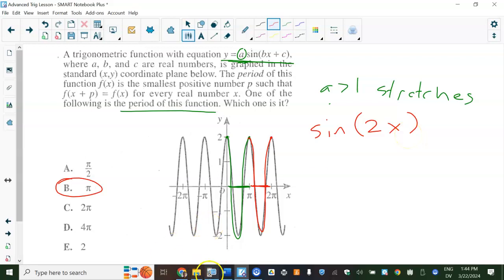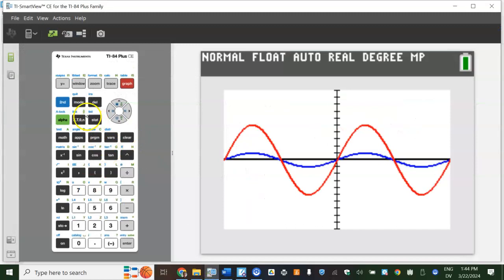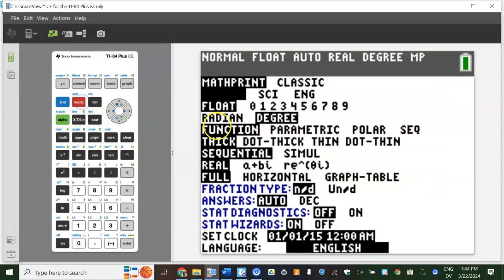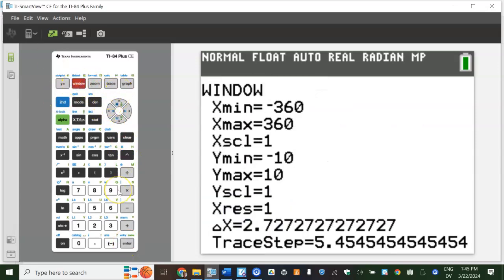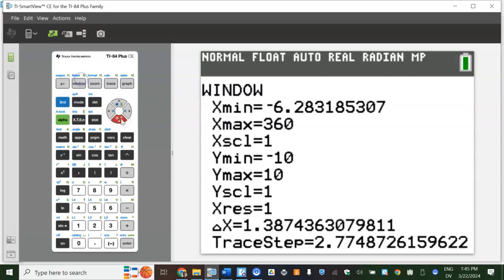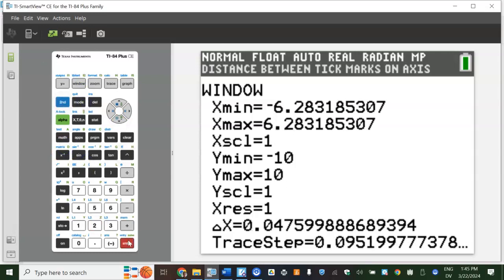So maybe I'll show you this on my calculator, though I'll have to change a lot of settings. I'm going to change it into radians, hit mode and go down to radians. And then when I set my window, you could honestly just do -2 pi, which would be just fine. Oh, it just converts it. Look at that. All right, but anyways, that's -2 pi to 2 pi.